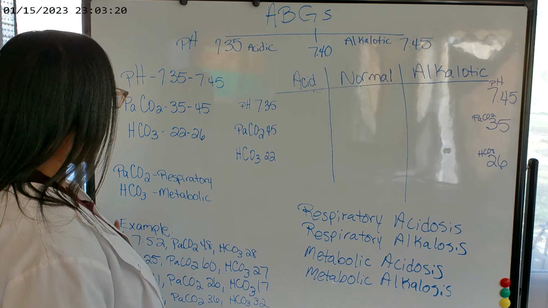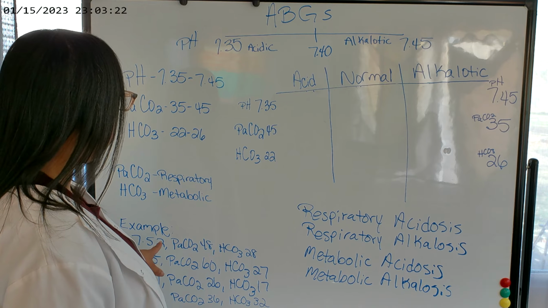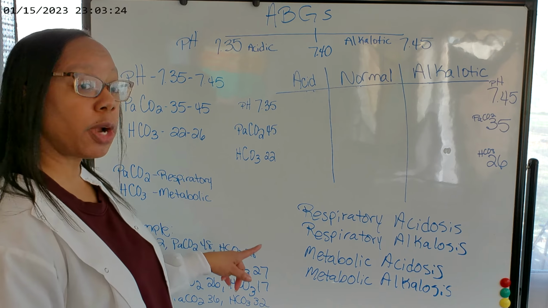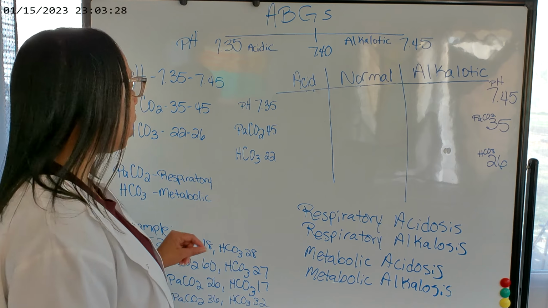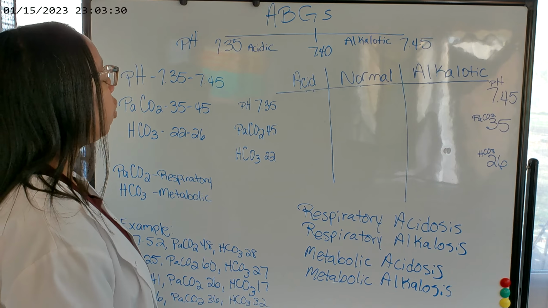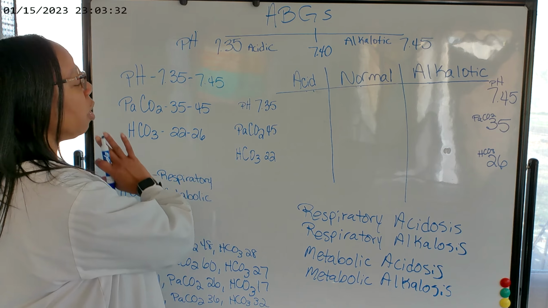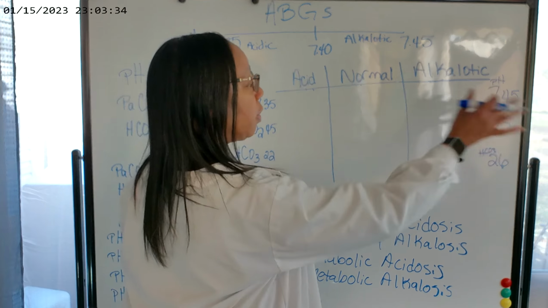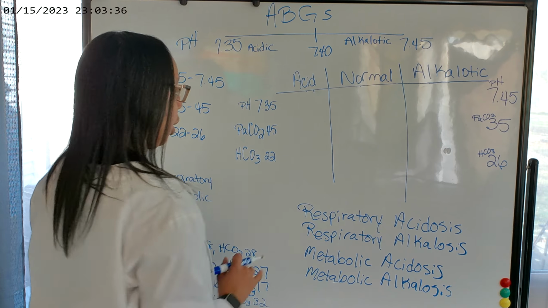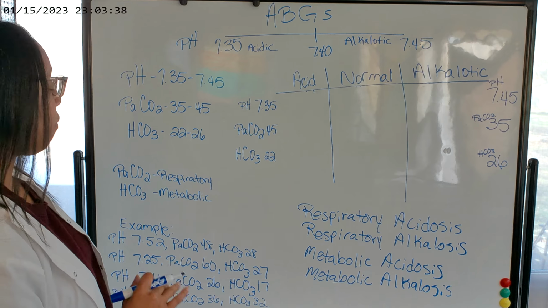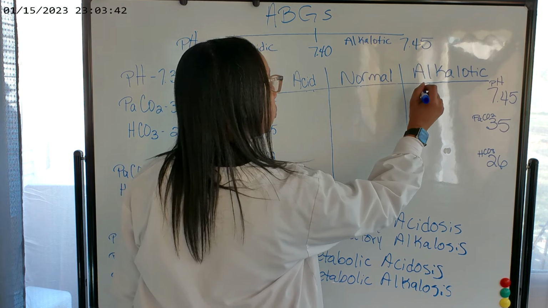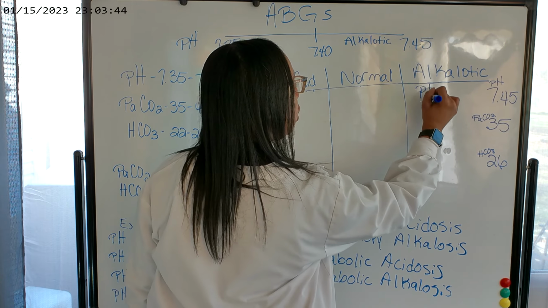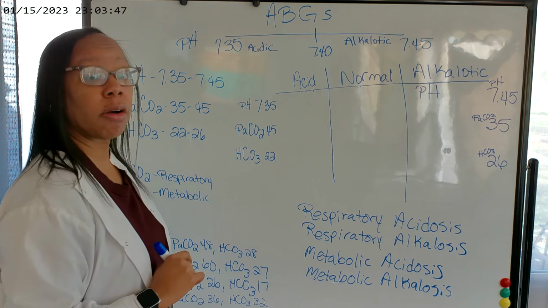So right now we have a pH of 7.52, a PaCO2 of 48, and a bicarbonate HCO3 of 28. So let's plug that in. 7.52 for our pH. Is that below 7.35, above 7.45, or somewhere in the middle? And 7.52, that's above 7.45. So our pH is alkalic right now.